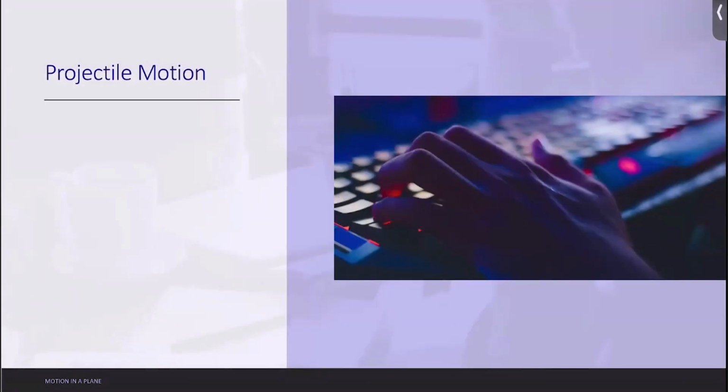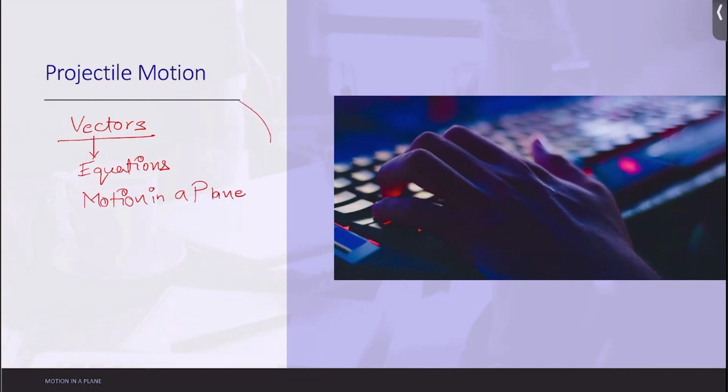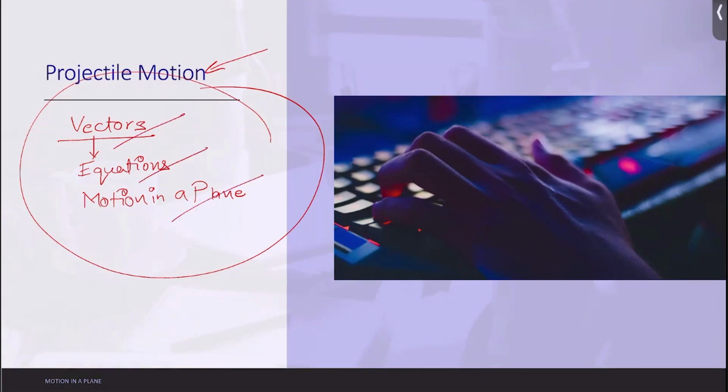So everything about the understanding of vectors has been explained. We understood vectors, we understood equations regarding kinematics, and we understood motion in a plane. Now let us put everything together and understand projectile motion. This is one of the basic applications of vectors. If you understand projectile motion very clearly, then you have understood the basics of vectors, equations and motion in a plane. Okay, so let us start a new subtopic.